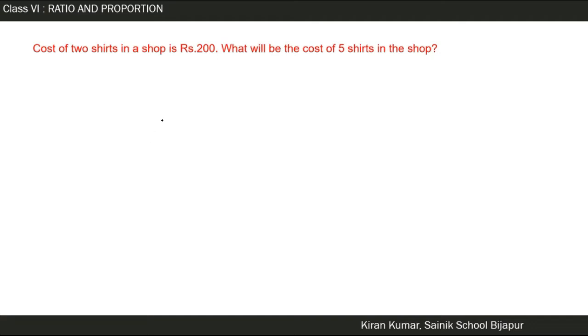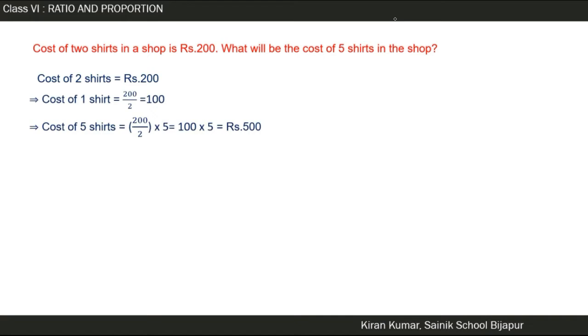Let's look at a question here. Cost of 2 shirts in a shop is rupees 200. What will be the cost of 5 shirts in the shop? Cost of 2 shirts is rupees 200. The cost of 1 shirt will become equal to 200 upon 2, which is 100. So for five shirts we have 200 upon 2 multiplied by 5, and we get rupees 500.